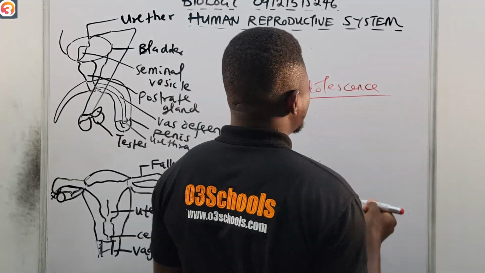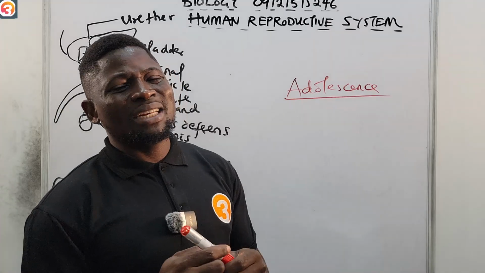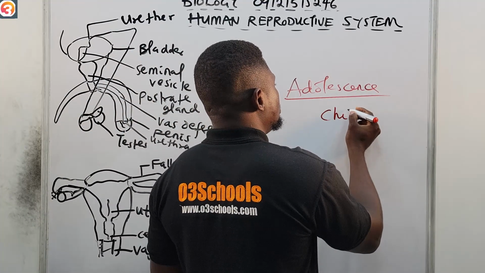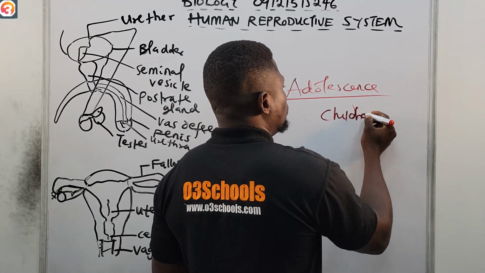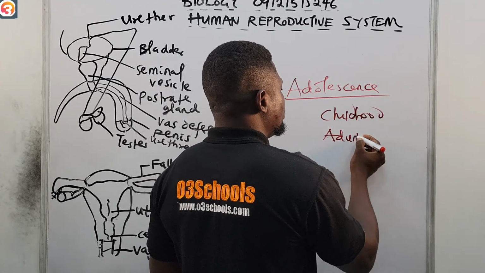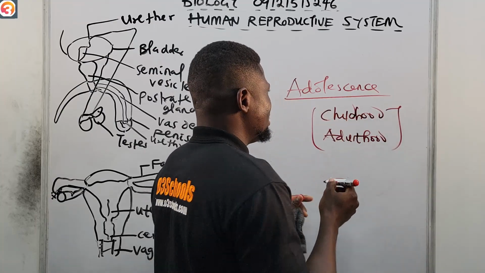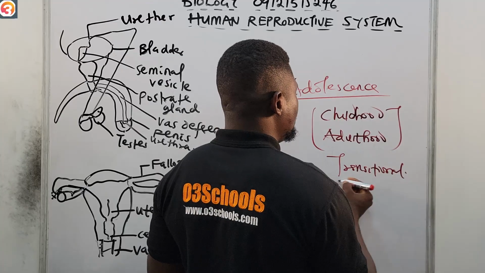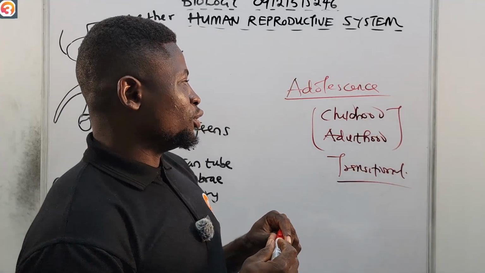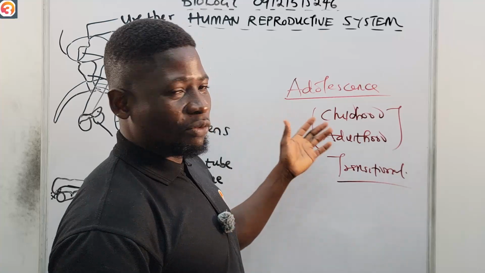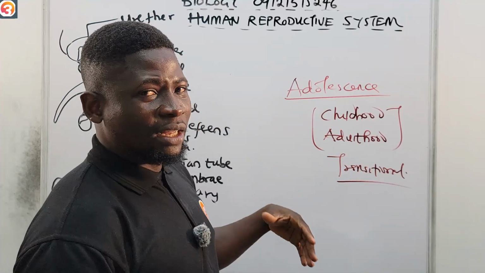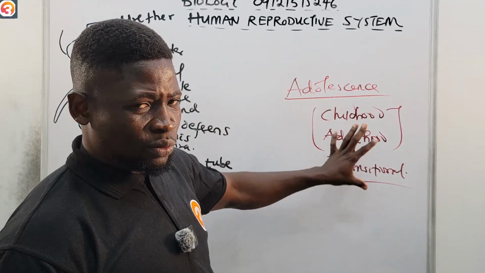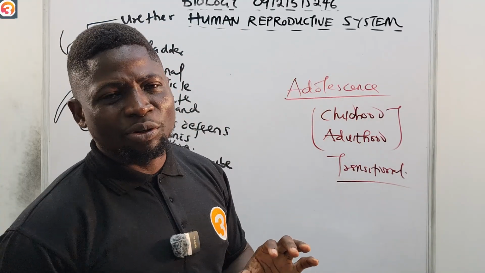Adolescence. And what is adolescence? We say adolescence is a transitional period between childhood and adulthood. It's a transitional period between childhood and adulthood. So as you are moving from when you were born, you started growing, 2, 3, 4, 5, 6, 7, 8, 9, 10, 11, 12 to 14. From childhood to adulthood, the transitional period is what we call adolescence.